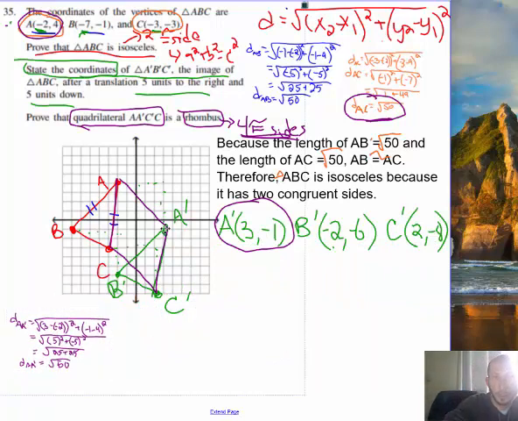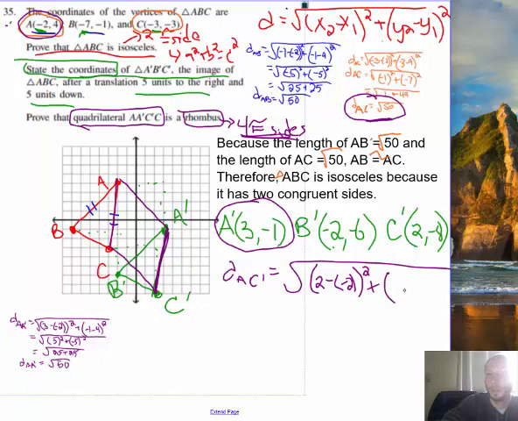I'm going to stay with this purple color, but now I'm going to do A prime, C prime. So the distance from A prime to C prime, just distance formula over and over and over. We are going to get 2 minus negative 2 squared. Already getting a little nervous about that number, but let's see how it goes. Negative 8 minus negative 6 squared. 2 minus negative 2 is 4.